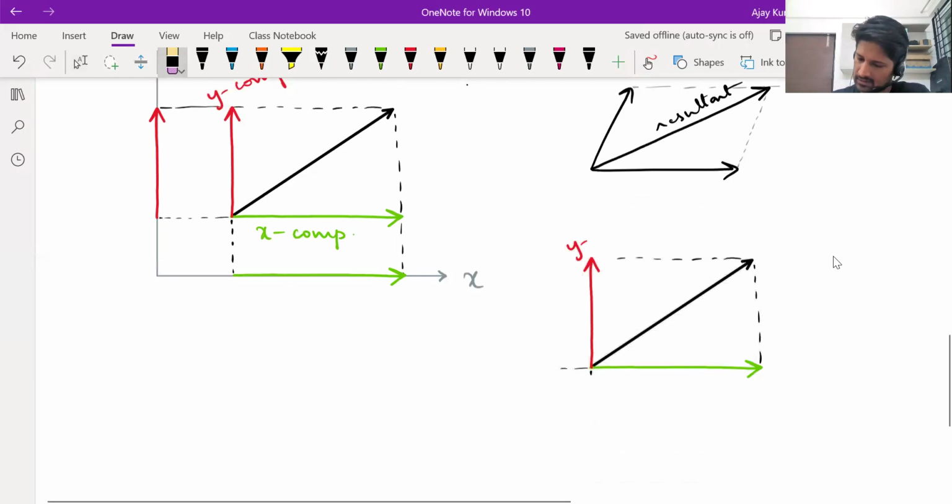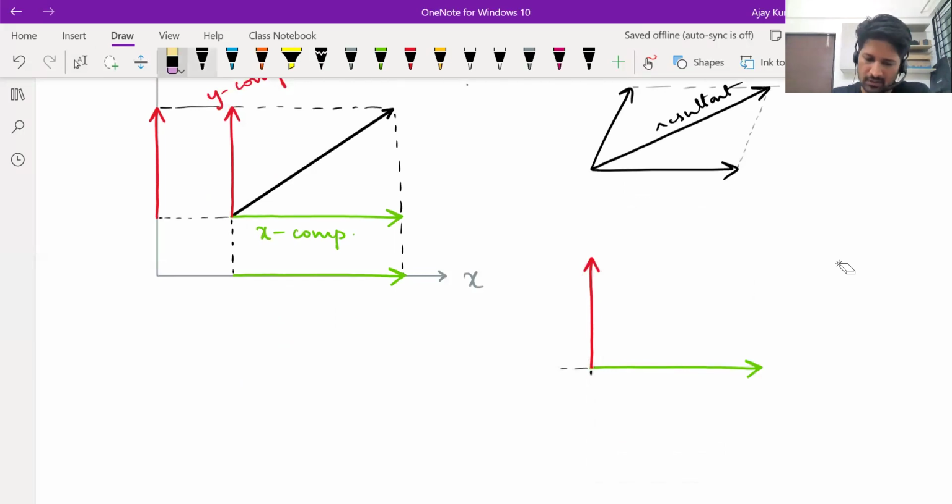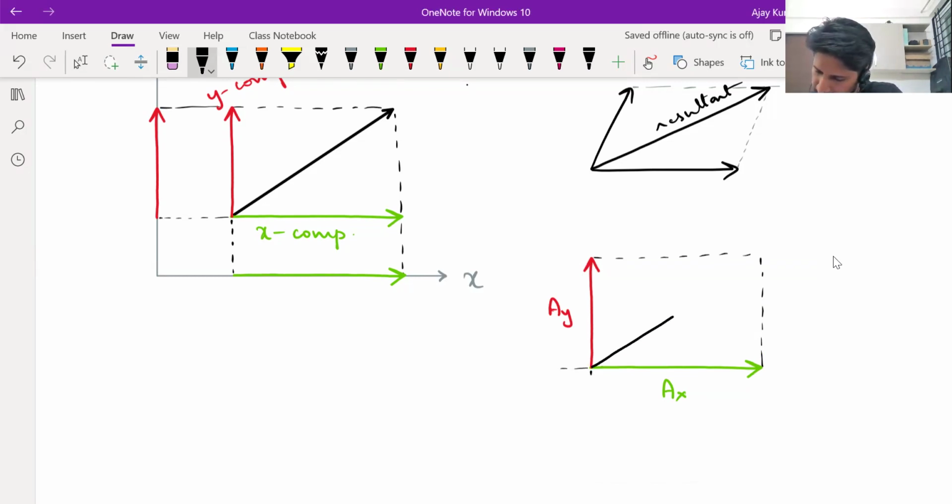Okay, observe this last diagram now. The green one is the x component, the red one is the y component. Let's call them A_x and A_y, the vector's x component and the vector's y component. Now, if you treat them as the two sides of a parallelogram, since they have a common tail, and add them using the parallelogram law of vector addition, complete the parallelogram. It will become a rectangle. Rectangle is also a parallelogram only. It's a special case of a parallelogram where the angle is 90 degrees. Then you draw their resultant. Then this vector becomes the resultant of the A_x vector and the A_y vector.